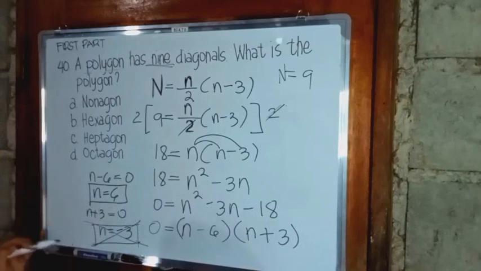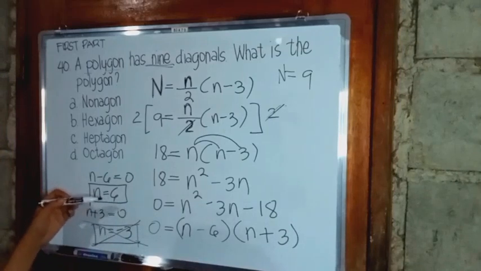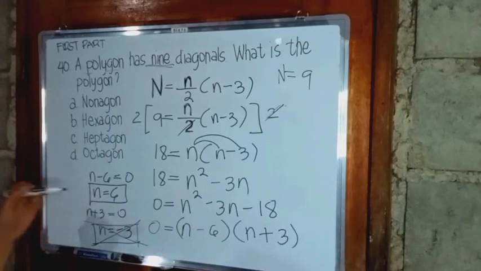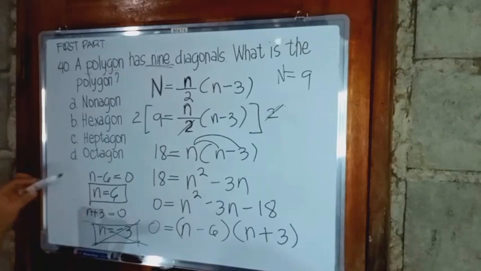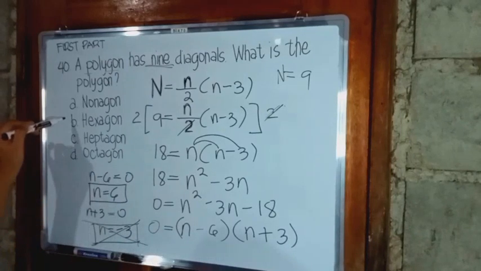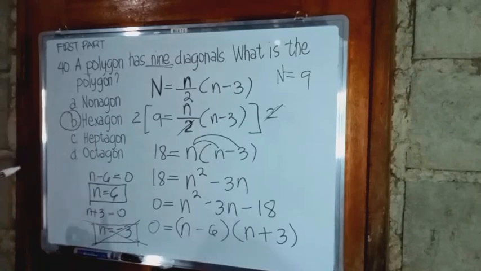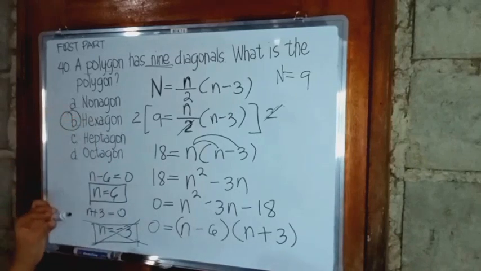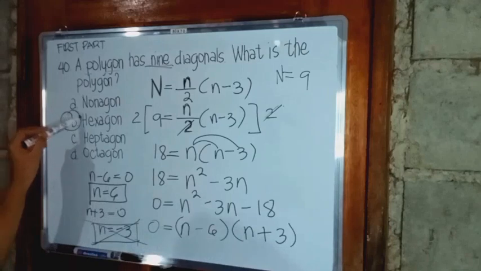So, what kind of polygon has 6 sides? Therefore, the polygon is a hexagon. A hexagon has 6 sides. Therefore, the answer is letter B.